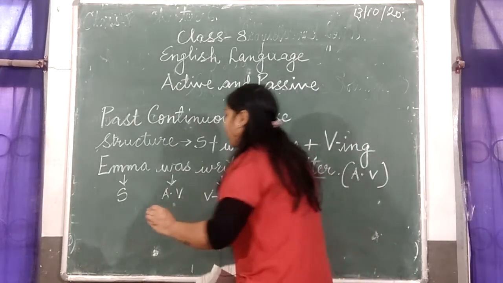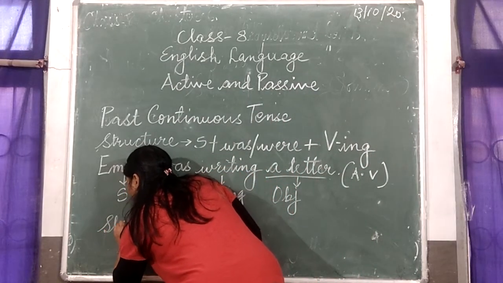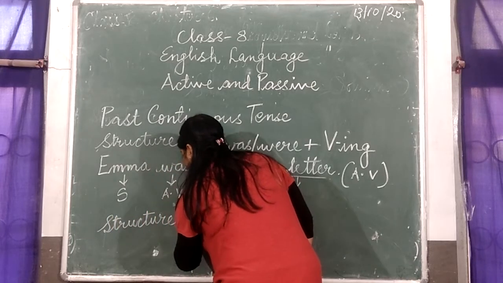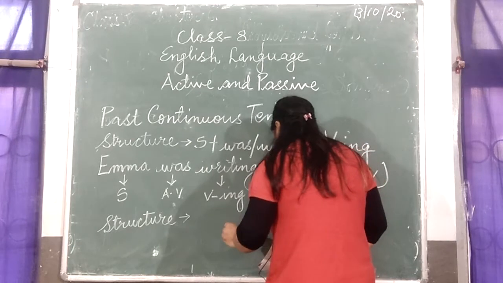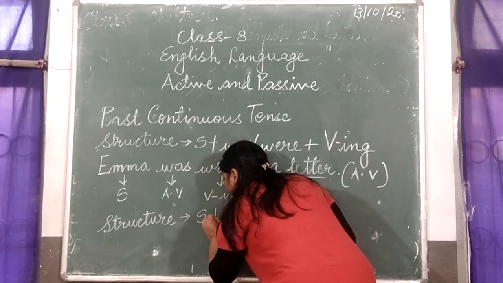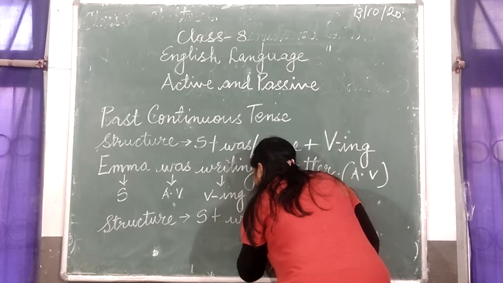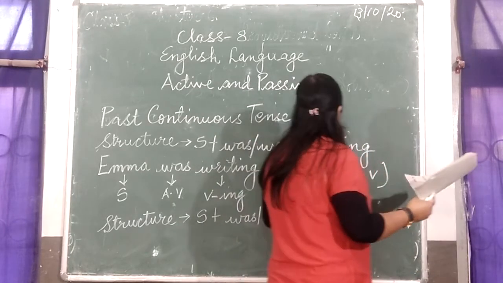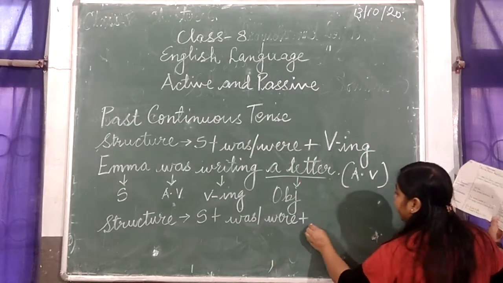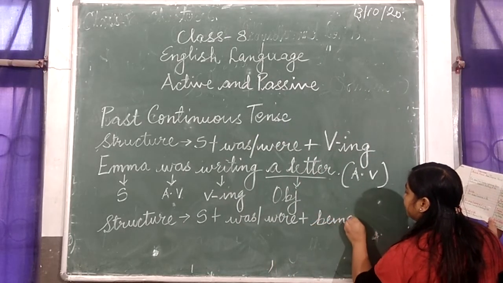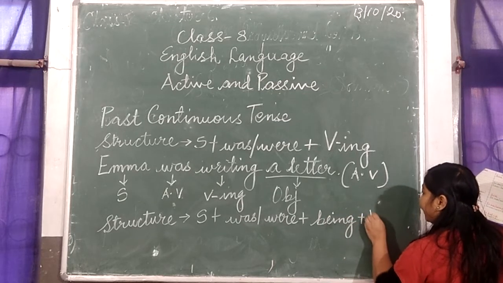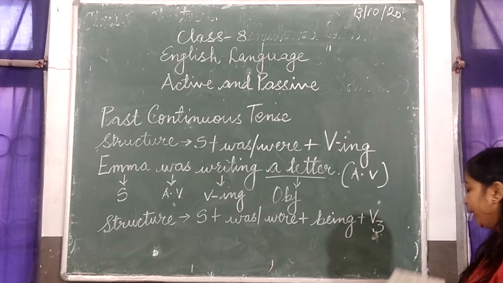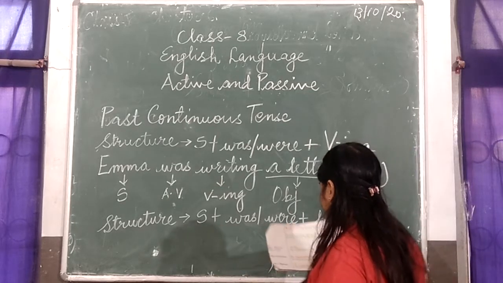If you have to change this one into passive, you'll have to know the structure, and the structure goes like this. Look at the structure carefully. The subject has to be there. Was, a verb, has to be there. Plus been. It has to be there. Plus V3 form of the verb. It has to be there. So I'll cite an example for you.